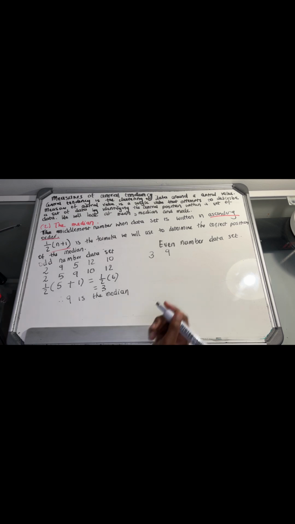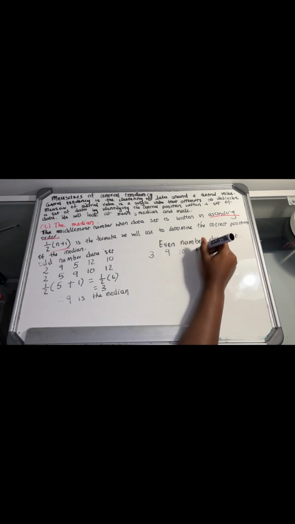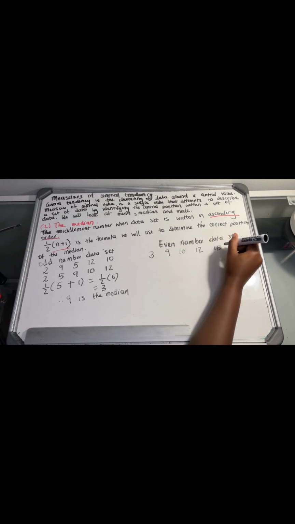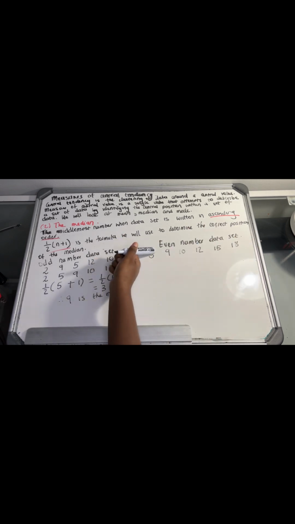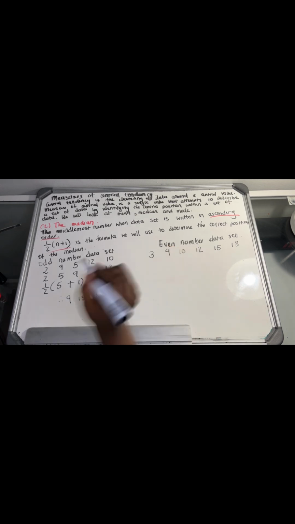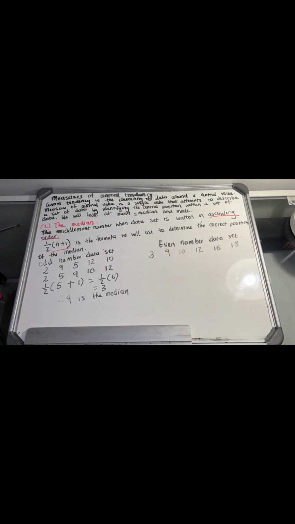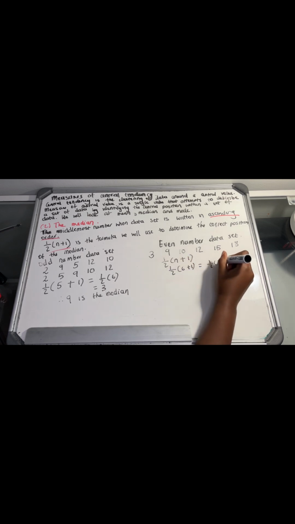So we have 3, 9, 10, 12, 15, 18. How many values? 1, 2, 3, 4, 5, 6. 6 values, an even number. So we'll still do the same thing. We'll apply our formula. We'll check, is this in ascending order? Looks like it is to me. Then 1/2 n plus 1 is still our formula. How many values? We counted already. There are 6. So it's 1/2 times 6 plus 1, which is equal to 1/2 times 7.